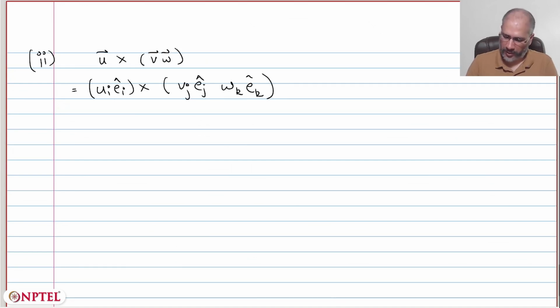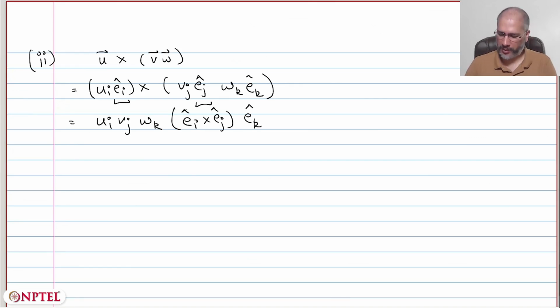Again, the cross happens between adjacent vectors EI and EJ. So first I will move all the scalar components to the left. So UI VJ WK, and then we have an EI cross EJ, and then we have an EK. Okay, again the ordering matters. Make sure EK stays to the right.